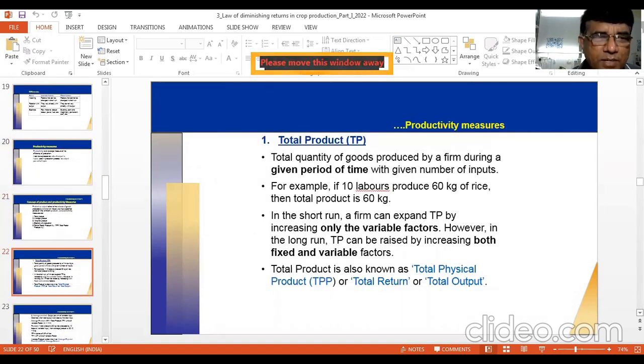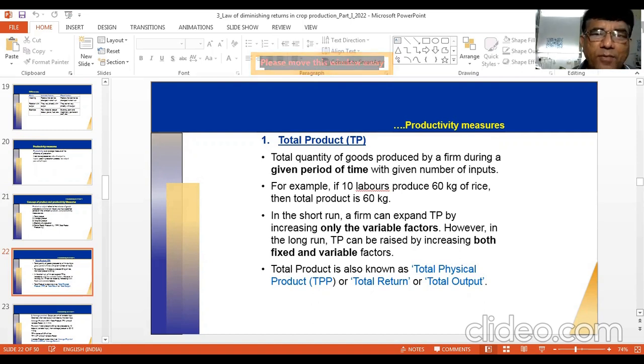Total product: how much is the total production? It is the total quantity of goods produced by a farm during a given period of time with a given number of inputs. For example, if 10 laborers produce 60 kg of rice, then the total product is 60 kg. In the short run, a firm can expand total production by increasing only the variable factors. However, in the long run, total product can be increased by increasing both fixed and variable factors.